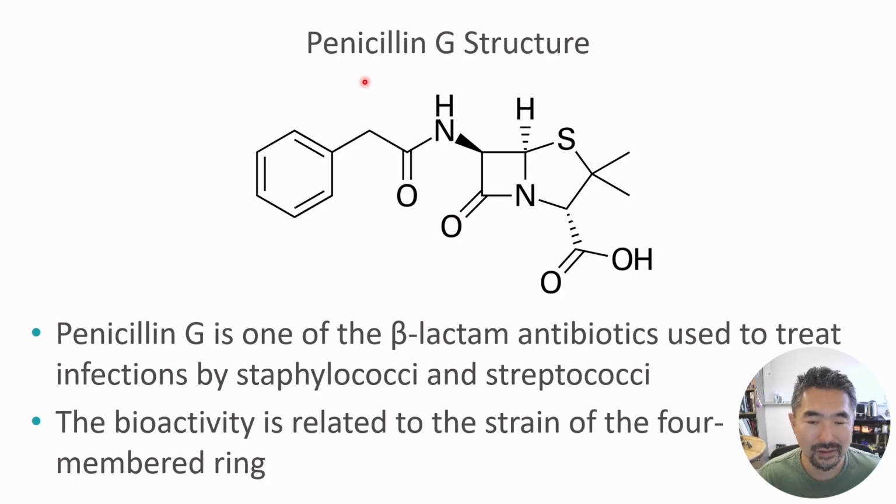Some of the things we might consider in our class this year would be some introductory medicinal chemistry type of concepts, like why does this penicillin G structure have the bioactivity to kill bacterial cells or stop them from growing. Well, yeah, part of it has to do with this four-membered strained ring, but the other reason is because of the polarity of this molecule.